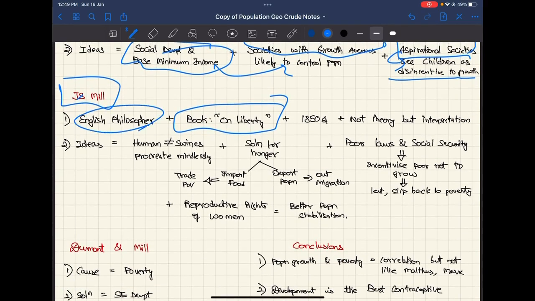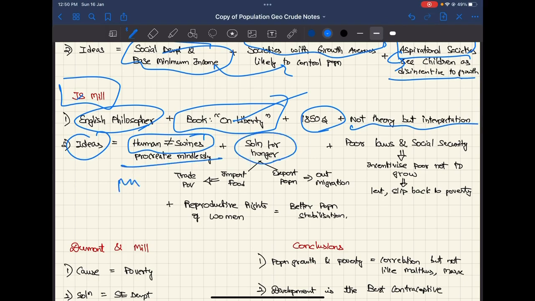Mill is an English philosopher. He gave On Liberty in the 1850s. This is not a theory but an interpretation. His idea is that humans are not swine, they don't procreate mindlessly. So he is attacking Malthus here. And his solution for hunger is to import food, that is trade, and export population, that is out migration. This is the only theory that talks about migration.